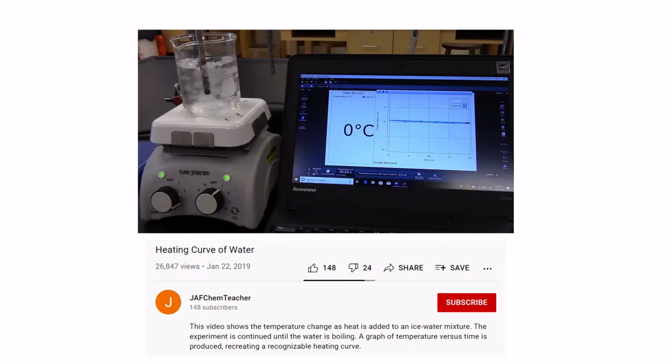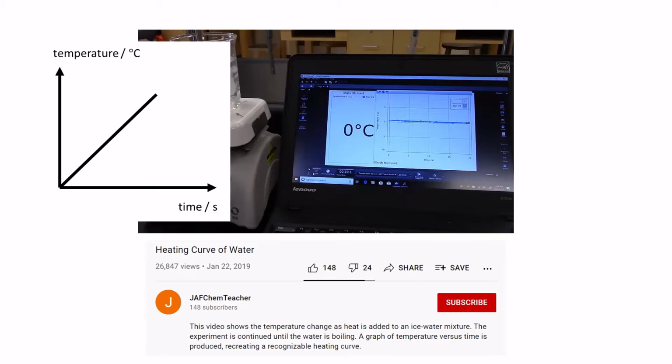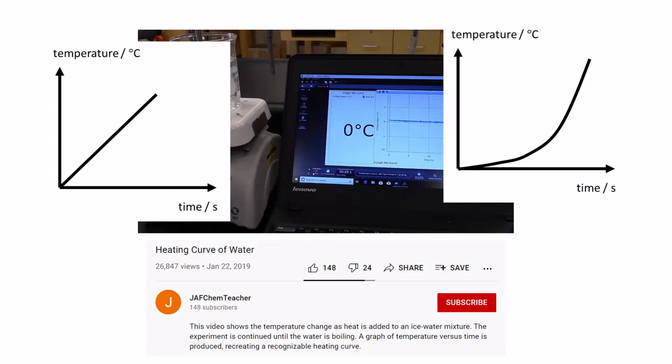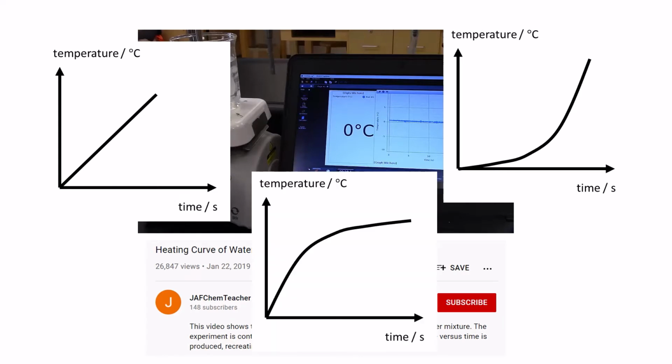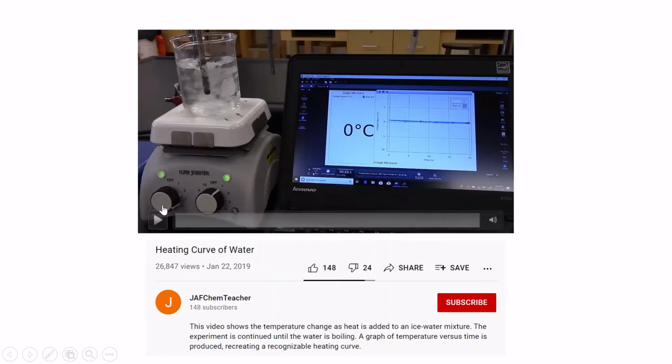Since heat is constantly being supplied to this ice, most of us will probably think that the temperature will increase in a straight line, or curving upwards with an increasing gradient, or increasing but with a decreasing gradient. But that's not what actually happens. Let's take a look at the experiment.